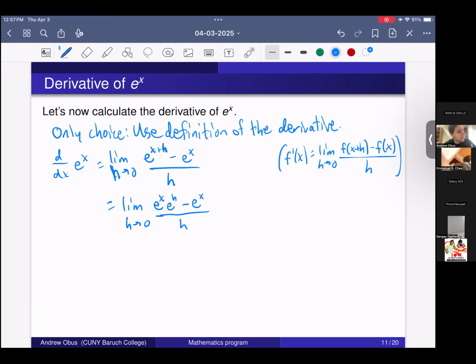Right? And now I can factor out an e to the x. That's equal to e to the x times the limit as h approaches 0 of what happens when I take out e to the x. I have e to the h. Here I had e to the x. That's just going to become 1. And then here I have this h. And we saw on the last page that this limit is equal to 1. So in the end, you just get e to the x.